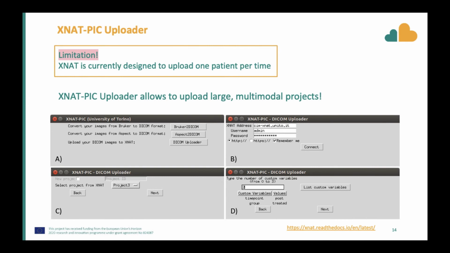XNAT is currently designed to upload one patient at a time. So the XNAT-PIC uploader has been configured to upload large image datasets or entire projects of different modalities. When XNAT-PIC is launched, the user can convert the raw image data or upload DICOM images to XNAT. It requires the XNAT web address and the login credentials, and then users can create a new project or select an existing one from the list in the drop-down menu. Then they can browse to the directory of choice and type the number of custom variables.